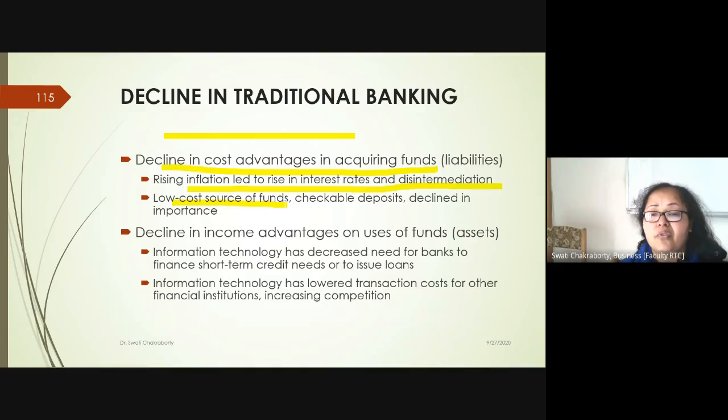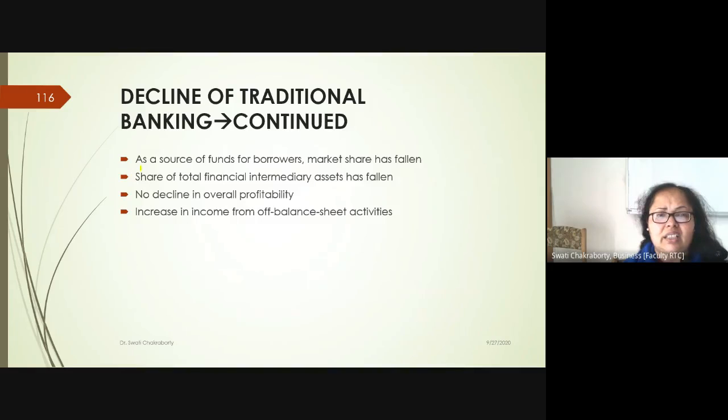Now, as a low cost source of funds, checkable deposits declined in importance. There was a decline in income advantages on uses of funds, that is assets. Information technology has decreased the need for banks to finance short-term credit needs or to issue loans. Information technology has also lowered transaction costs for other financial institutions, thereby increasing competition. And as a source of funds for borrowers, market share has fallen. Share of total financial intermediary assets has fallen. No decline in the overall productivity, but there's an increase in income from off-balance sheet activities.